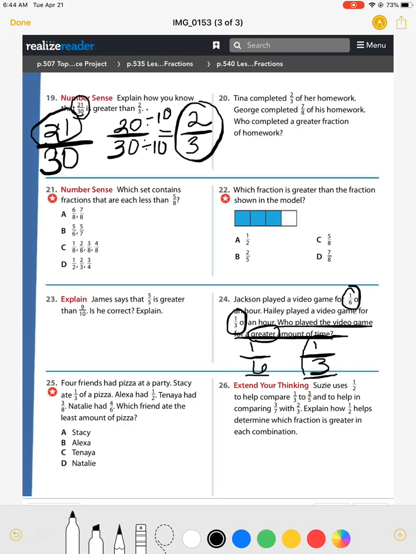1/3 is going to be our greater fraction. So we can say 1/6 is less than 1/3. And our question wants to know who played the video game for a greater amount of time. And 1/3 belongs to Haley.